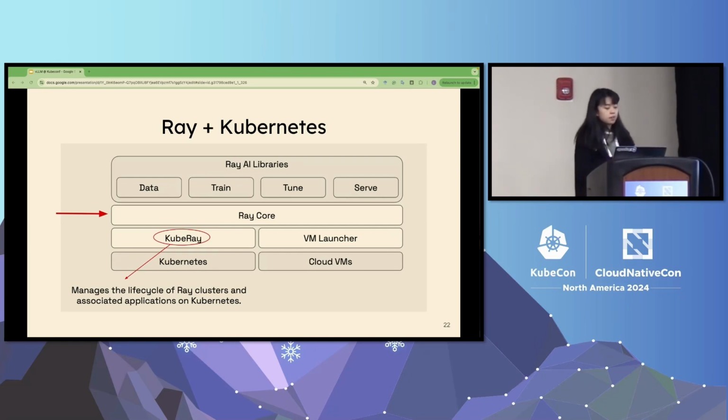And the last layer at the bottom is Kubernetes and cloud VMs. Kubernetes provides a container orchestration layer, which manages the deployment, scaling, and operation of Ray clusters. And cloud VMs allow the infrastructure to be scaled on demand, ensuring that the resources can match the workload requirements.